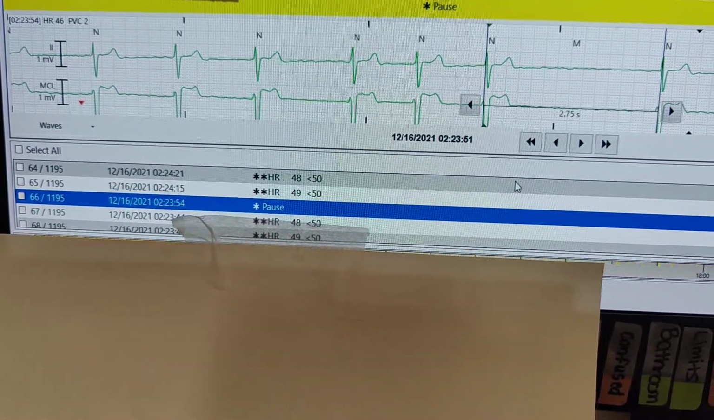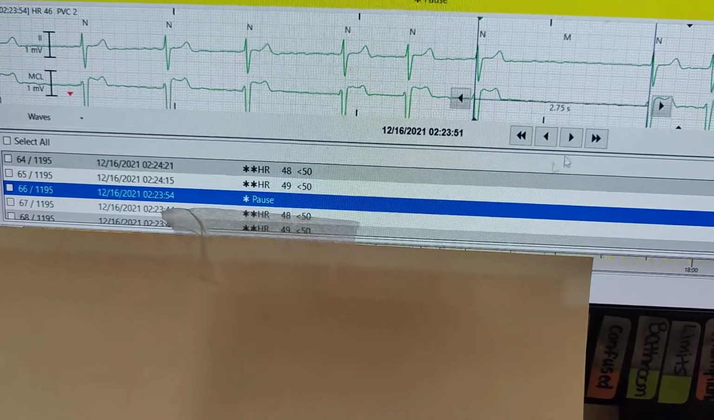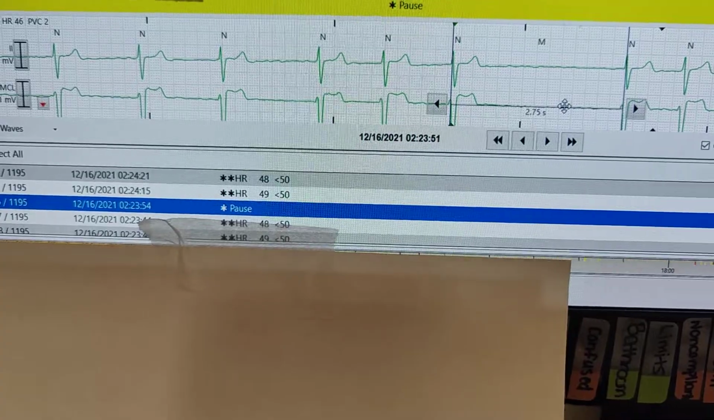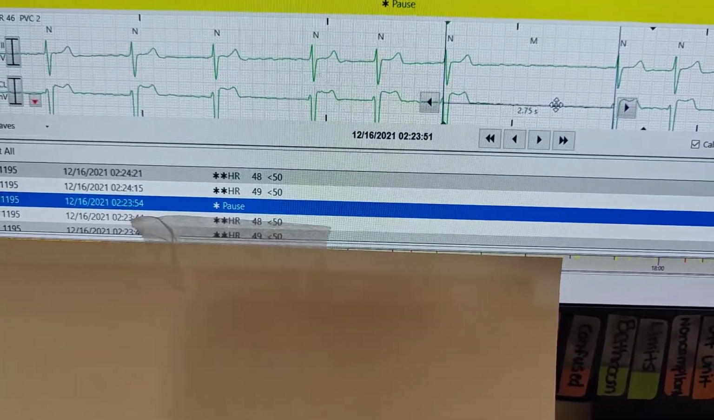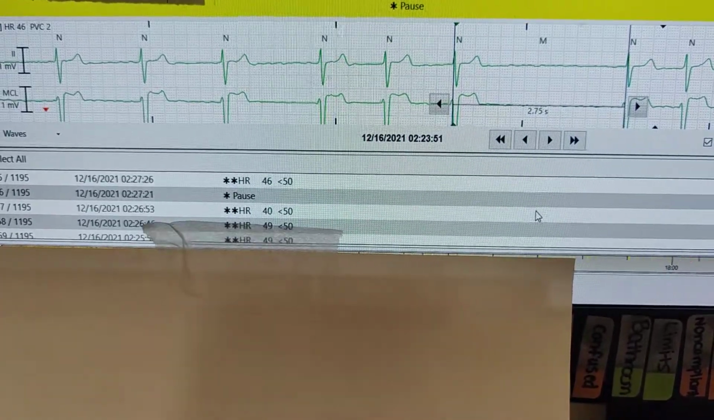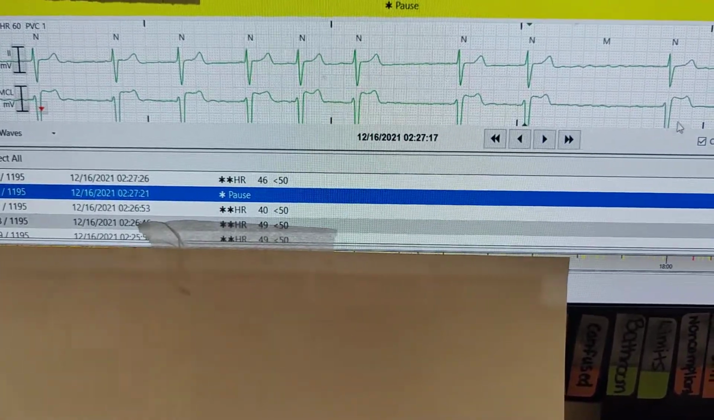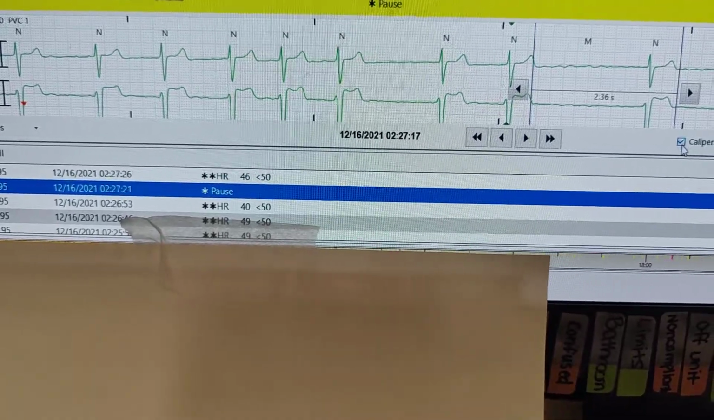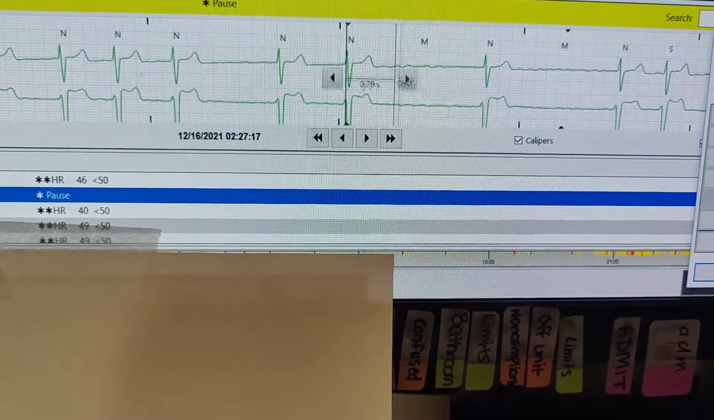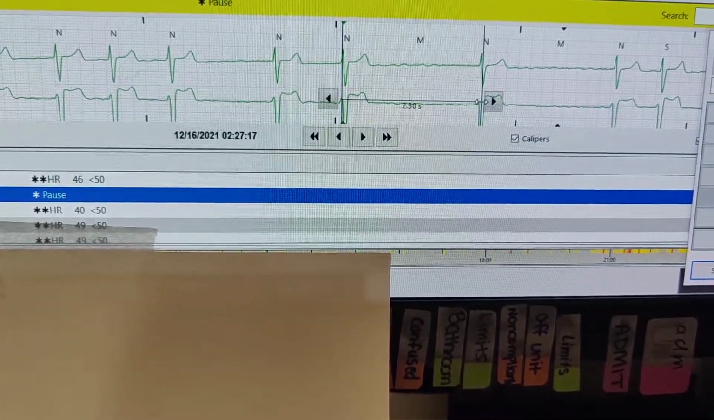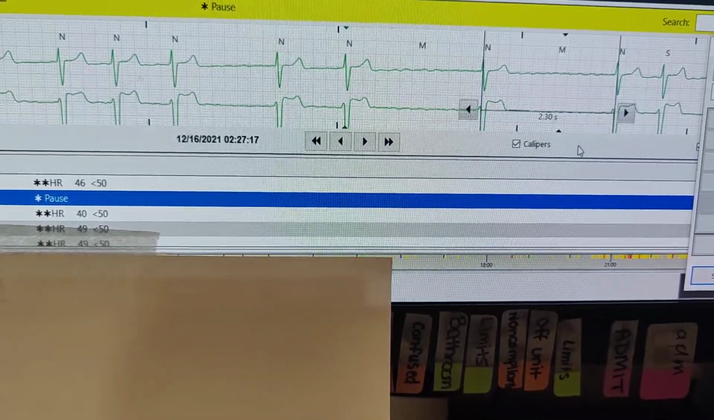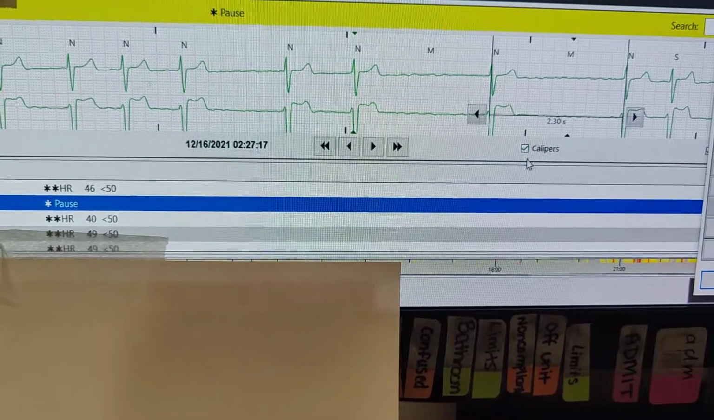This rhythm right here, the patient's heart rate is at 46 with a 2.75 second pause. Here we have 2 more compensatory pauses, measurements of 2.30 seconds, and the one next door equivalent 2.30 seconds.